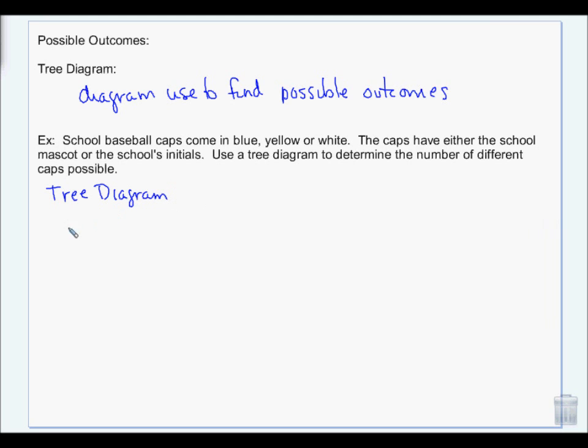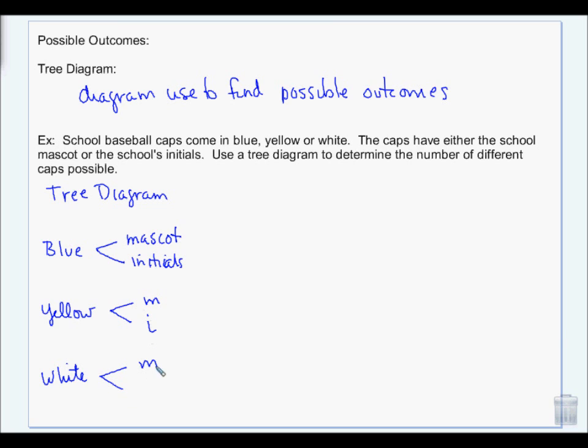Okay, so we have baseball caps, and you can get them in blue, yellow, or white. And then you can either get a mascot or the initials. Right, so if you get a blue cap, you can get a mascot on it, or you can get the initials on it. If you get a yellow cap, you can get the mascot or the initials. And if you get a white cap, you could get the mascot or the initials. So if you look at this, there's 6 possible choices. Right, because you can get a blue one with a mascot or with initials. You can get a white, yellow, so you get 6 possible outcomes.